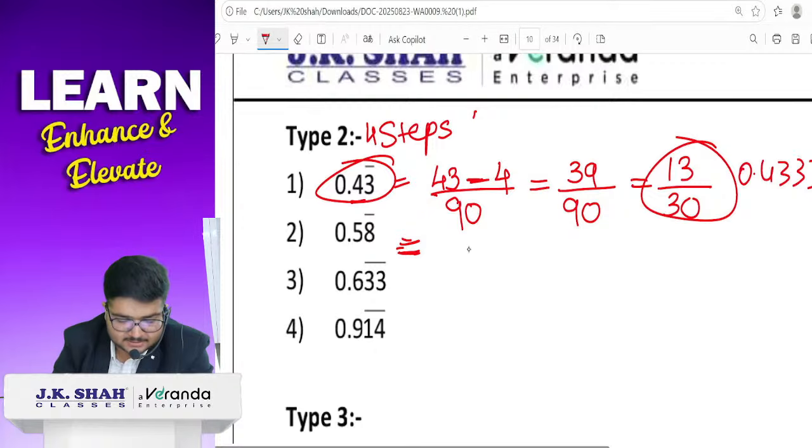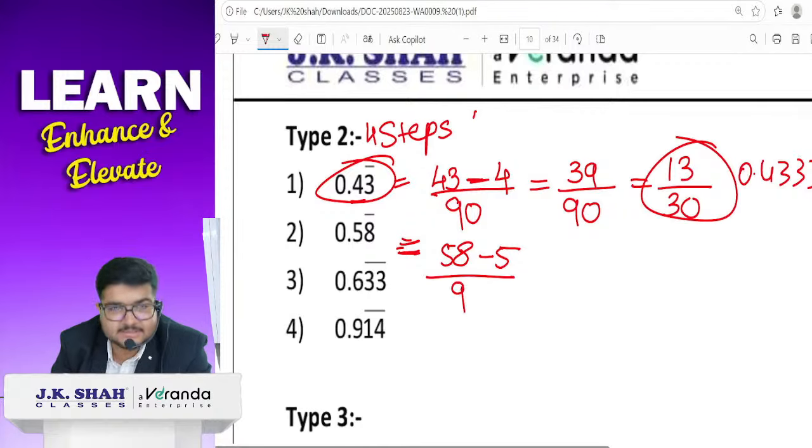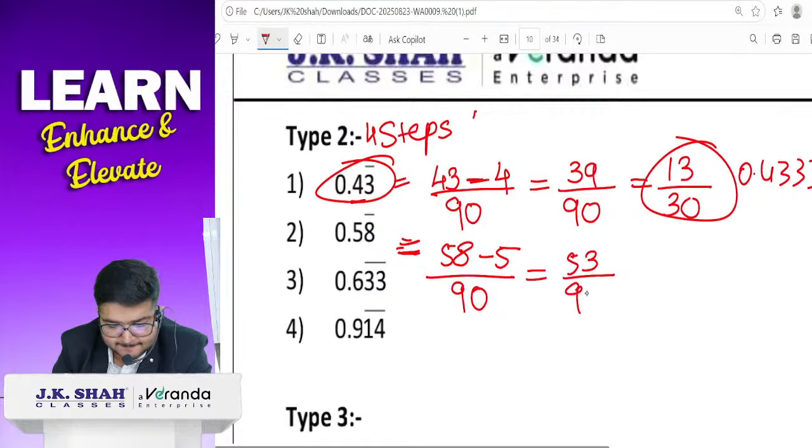Now I'll solve faster. Write the number itself, subtract the non-repeating number. How many digits are repeating? Only one digit is repeating, so I'll be putting only one time 9. How many numbers are not repeating? Only one number, so I'll be putting 10 only. So the answer of this is 53 by 90.